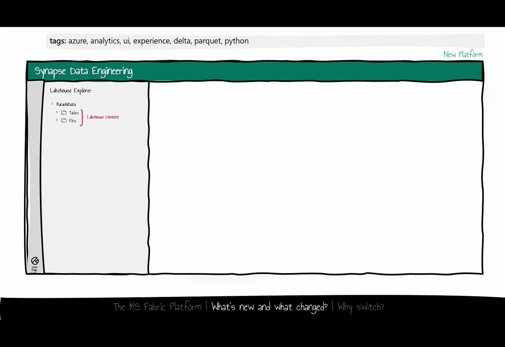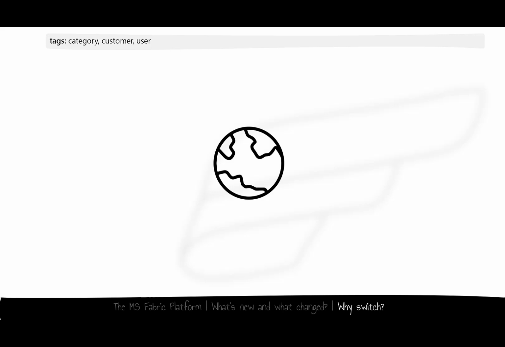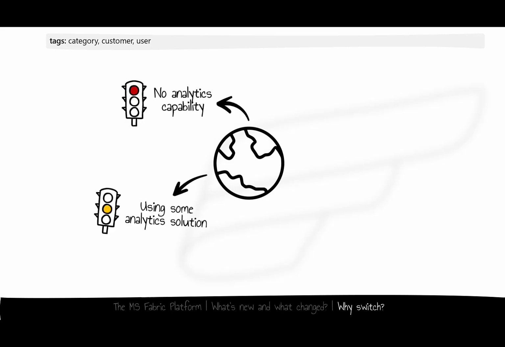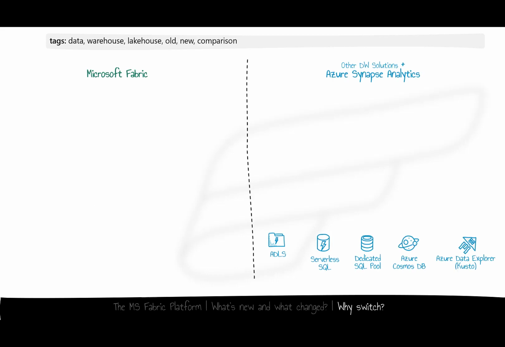The lakehouse is really just the data source exposed by OneLake, which is only data stored in an internal or external database. Let's look at some reasons why you should use Microsoft Fabric in your organization. If you're watching this video, you either have no analytics capability in your organization, or you are using some non-Synapse solution, or you are using Azure Synapse Analytics in your organization. Within Azure Synapse Analytics, you have different data sources such as ADLS, Serverless SQL, Dedicated SQL, Azure Cosmos DB, and Azure Data Explorer. To save space, I will just be using the Synapse icon.